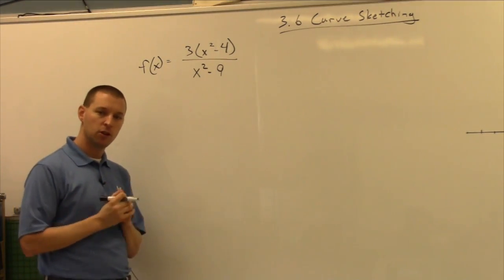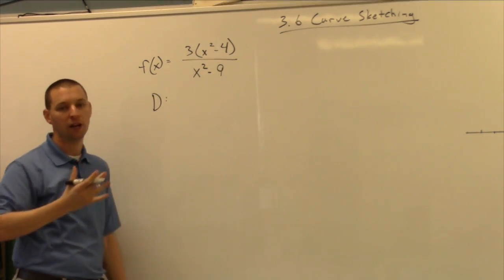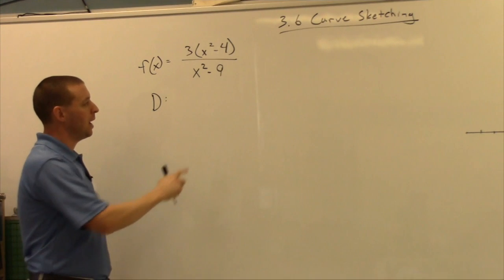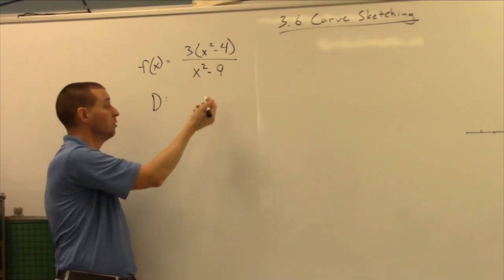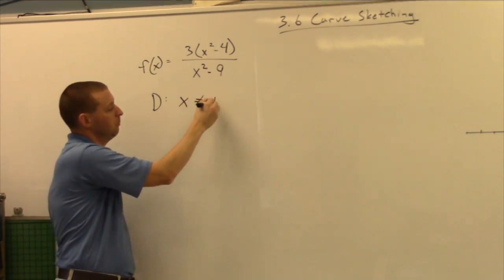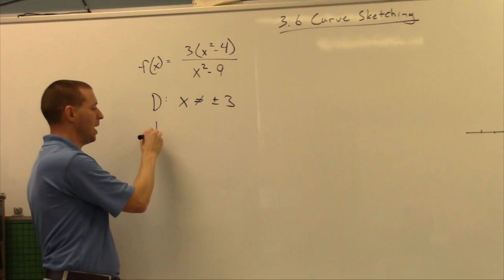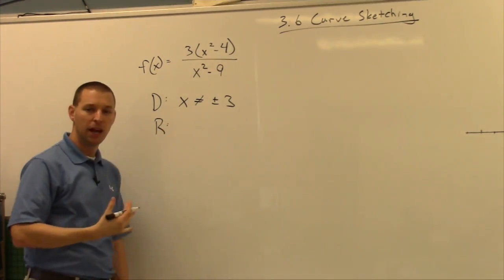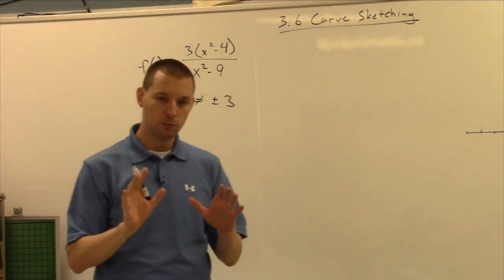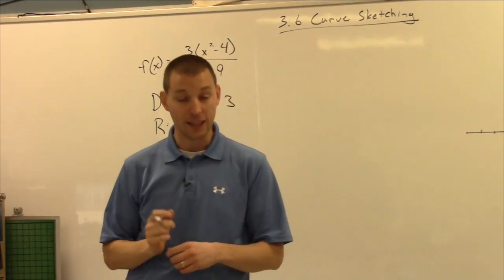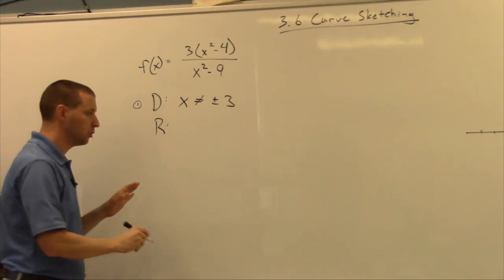So again, remembering those steps, the first thing we want to figure out is what the domain of the problem is. Remember, with any rational equation, the denominator can't equal 0. So for the domain, x cannot equal plus or minus 3. We always like to talk about the range, but I'm just going to leave that blank for now because I don't know what the range of this function is until I graph it. So I'm going to hold off on filling that part in. That's the first thing I want to find, the domain and the range.